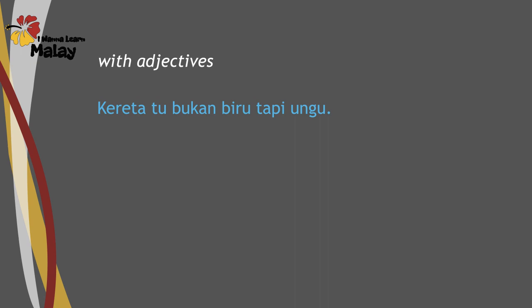Lastly, kereta tu bukan biru tapi ungu. So this is usage with an adjective. Biru means blue, ungu means purple. So that sentence is the car is not blue, but rather it's purple. Next, let's look at usage with verbs.